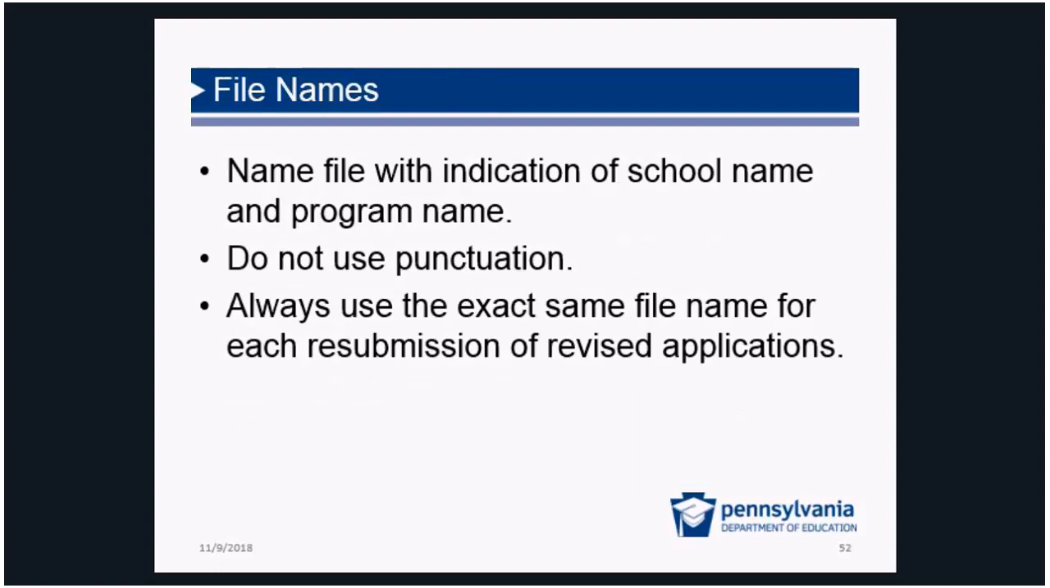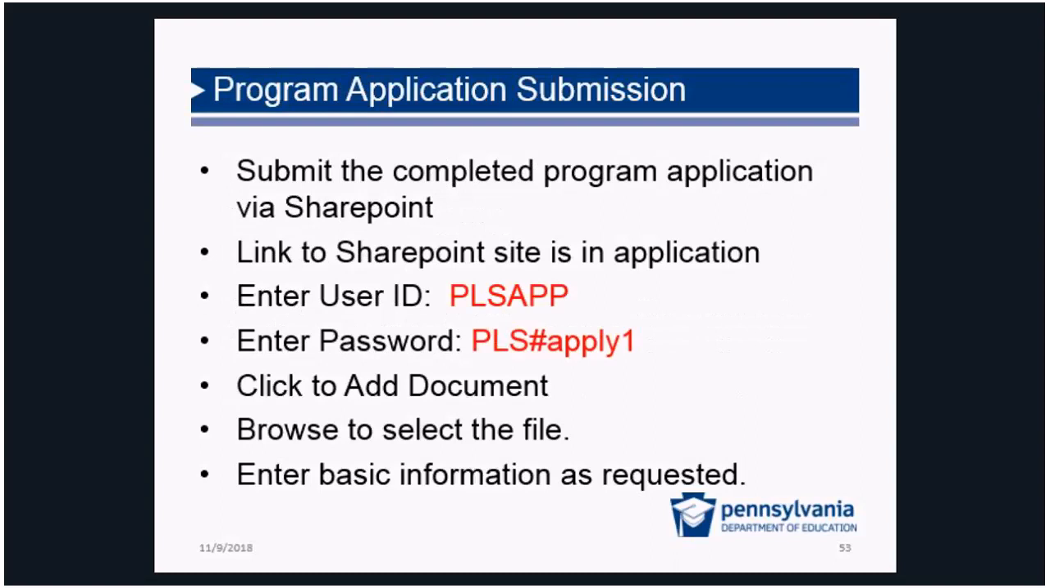You will want to save your application with a unique file name, and that file name should include a reference to your school name. It can be an acronym or some reference that indicates the name of the school that is submitting the application. Do not use any punctuation in your file name. And we ask that when you submit revisions of the application, that you use the exact same file name that you used to originally submit it.